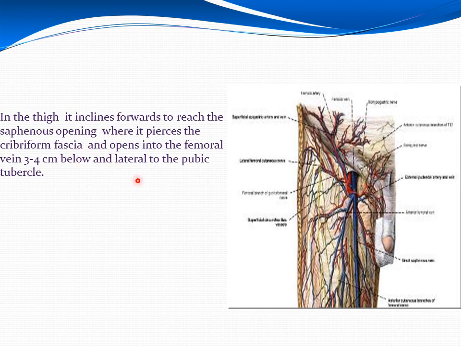So let us have a quick revision of the long saphenous vein. I told you that in the thigh it inclines forwards to reach the saphenous opening. This is the saphenous opening, you can see in this picture. Where it pierces the cribriform fascia and opens into the femoral vein after piercing the femoral sheath, 3 to 4 cm below and lateral to the pubic tubercle. Okay.